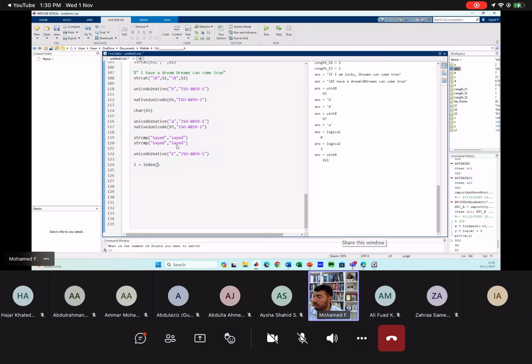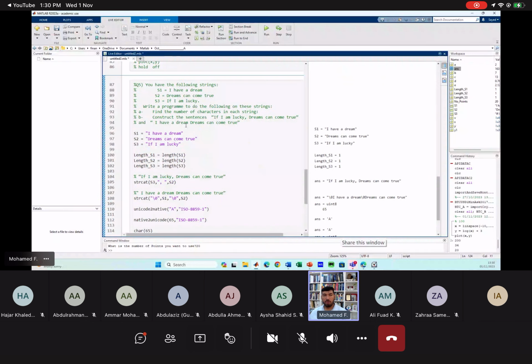give you the number of that character. However, the native to Unicode is the opposite. You give it the number, it gives you the letter. And run it, you are going to see. See, Unicode to native, we gave it A. It gave us what? The number 97. However, native to Unicode, we have given it 97. It gave us the letter what? Small a.